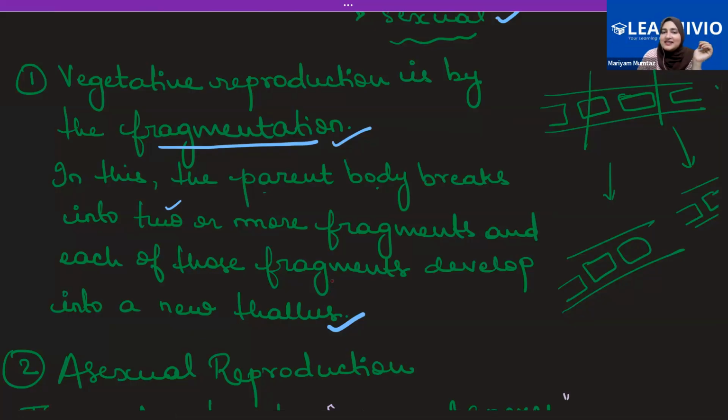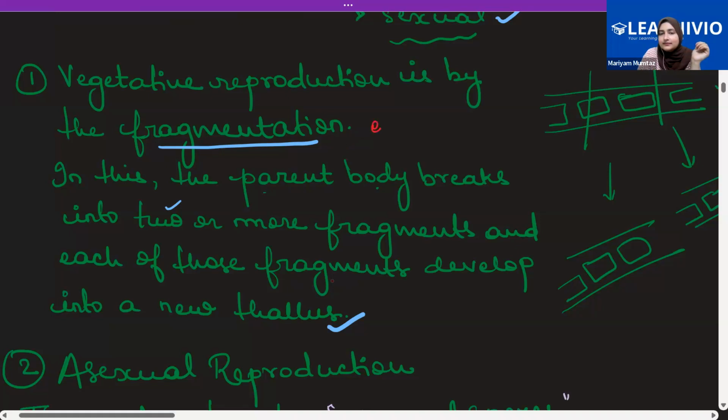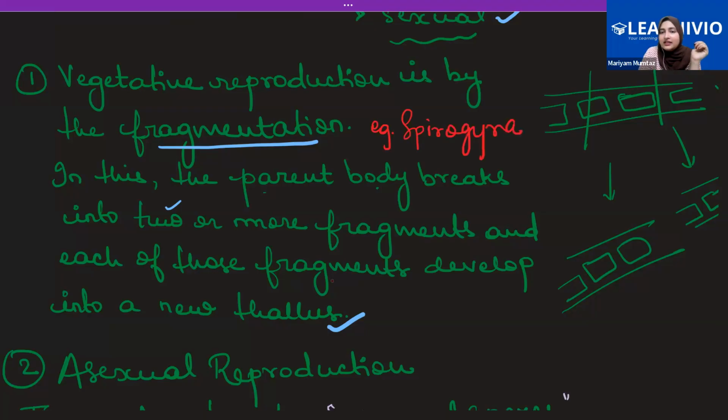In which organism does this take place? Spirogyra, exactly. So in the Spirogyra, vegetative reproduction by fragmentation takes place. Meaning, in the Spirogyra, the parent body breaks into two or more fragments, and then each of those fragments is going to develop into a new thallus. Clear?